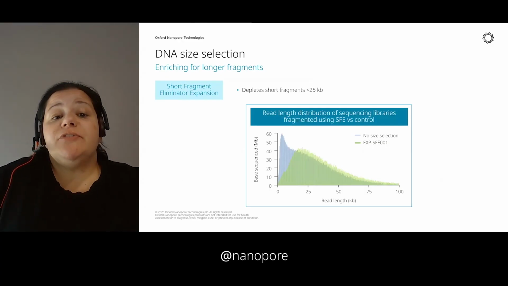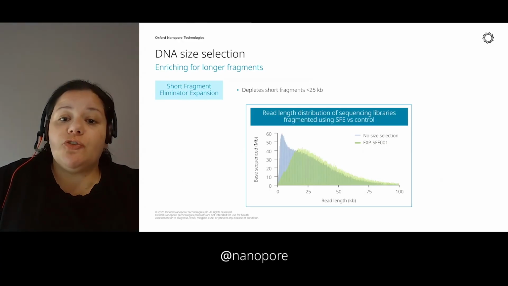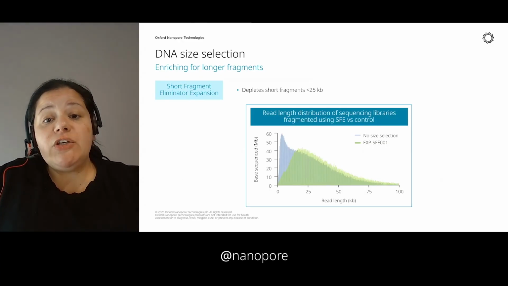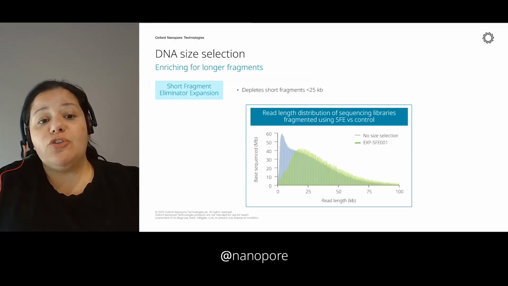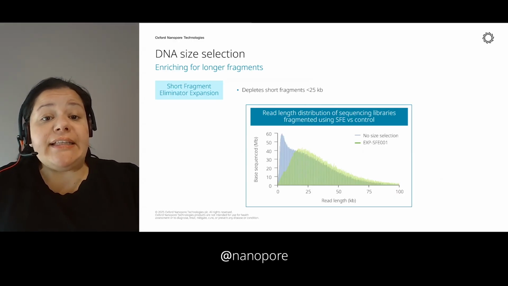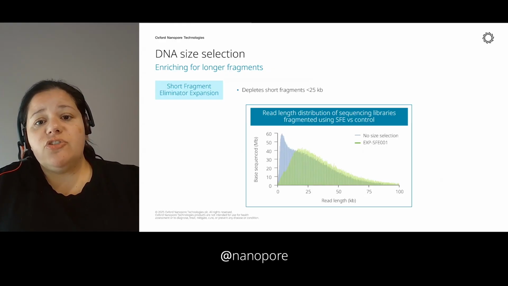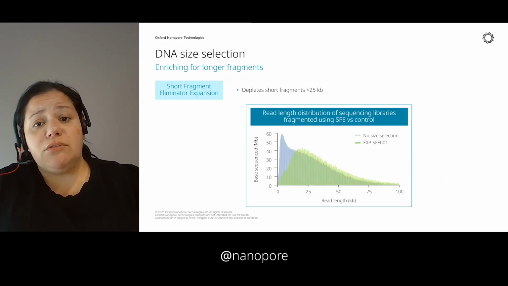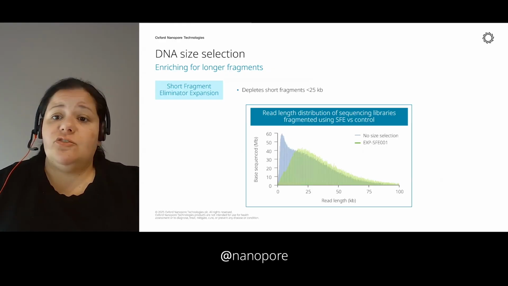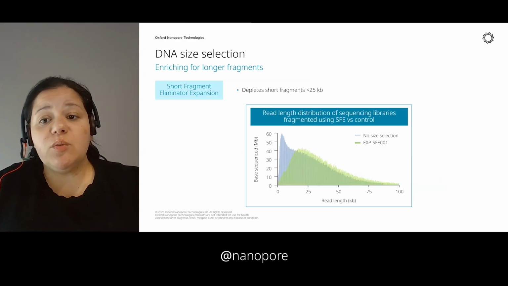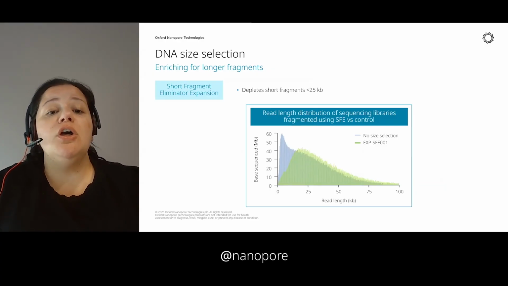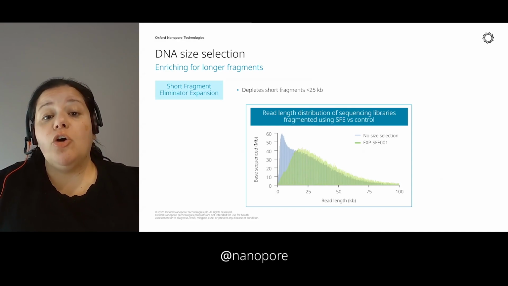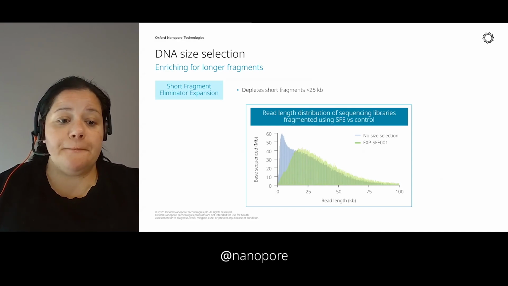You can also enrich for long fragments, and to do so, you use size selection. So to deplete fragments up to 25 kb, we offer the Short Fragment Eliminator Kit. This is really easy to use. You just mix the solution with the sample, and then you spin it down, you wash it a couple of times and elute, and that's it. So it's a really fast protocol for enriching long and ultra-long DNA fragments.